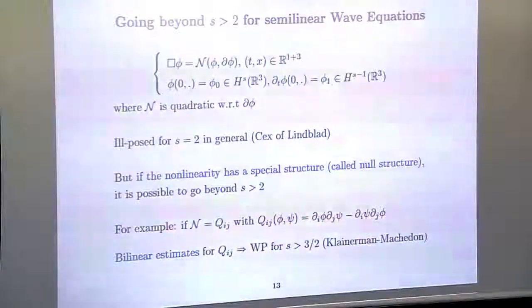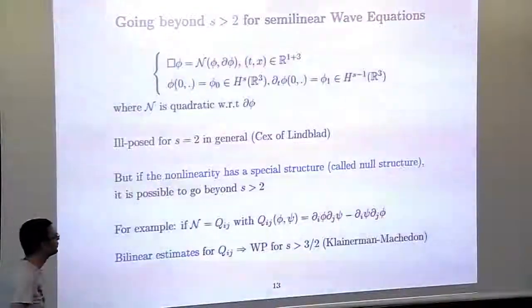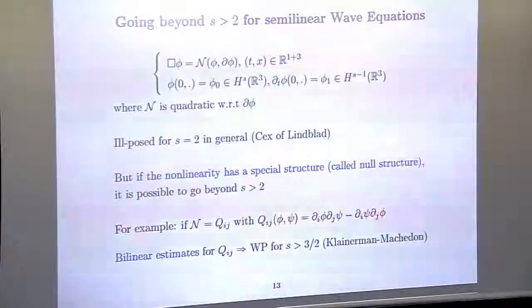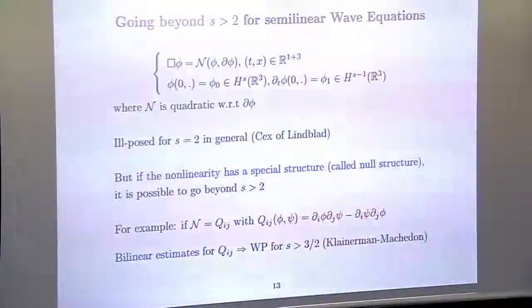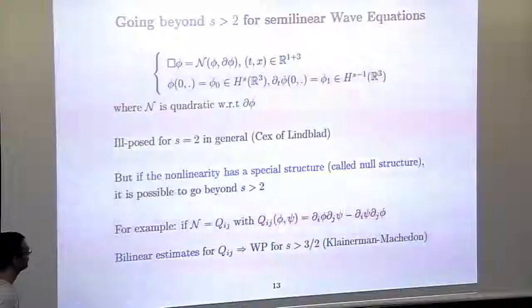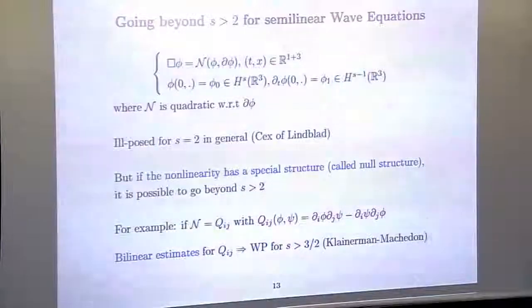And this special structure is the so-called null structure, which I already mentioned in this talk. So this null structure, it's a terminology introduced by Klainerman in the 80s when he looked at global existence for small data for quasilinear wave equations. And it turns out to be also very relevant to the issue of regularity, the same structure, this null structure, and he also discovered in his work with Machedon in the 90s that it is also relevant to the issue of regularity and pushing for low regularity well posedness.